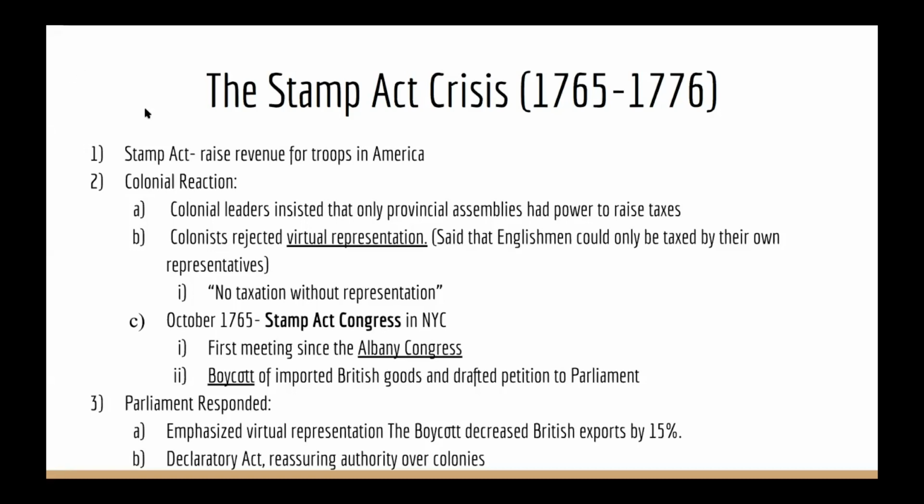Because of the Stamp Act crisis, the colonists reacted very negatively, much differently from what Parliament thought they would. Many colonists insisted that only provincial assemblies, meaning the local assemblies in the colonies, could have the power to raise taxes. And they didn't like the idea of virtual representation. So what was virtual representation?